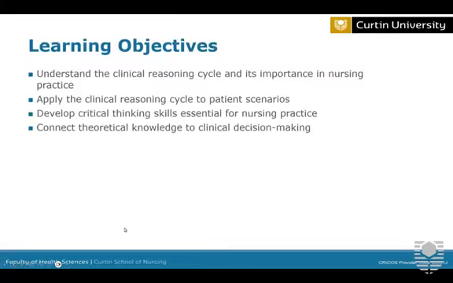So in this session what we're going to do is understand the clinical reasoning process or cycle, and it's important to nursing practice. We're going to apply the clinical reasoning cycle to patient scenarios, and there is one scenario embedded in this capture, and then we're going to do some more in the clinic in our tutorial. You're going to understand the development of critical thinking skills and why they are essential for nursing practice, and we're going to connect theoretical knowledge to clinical decision making.